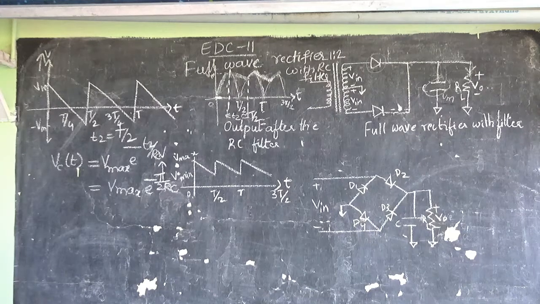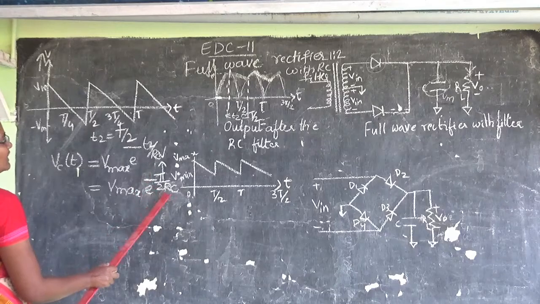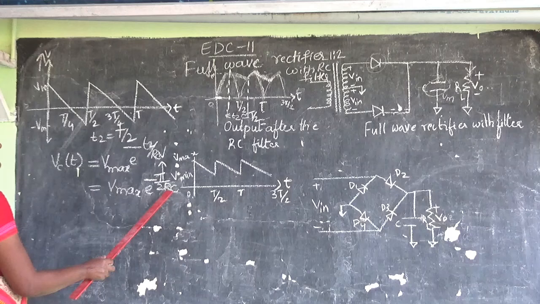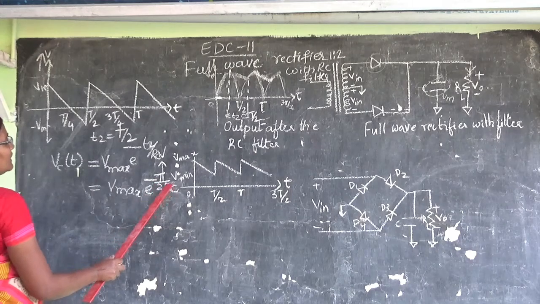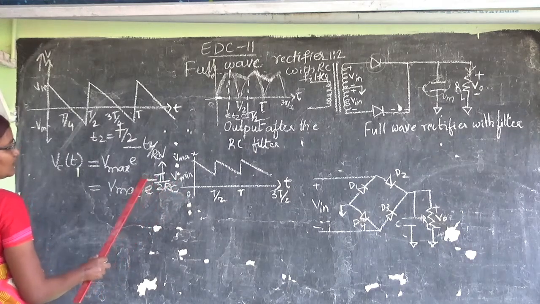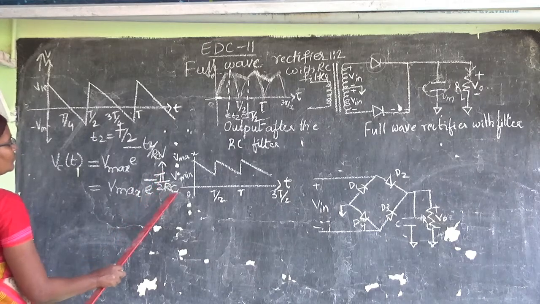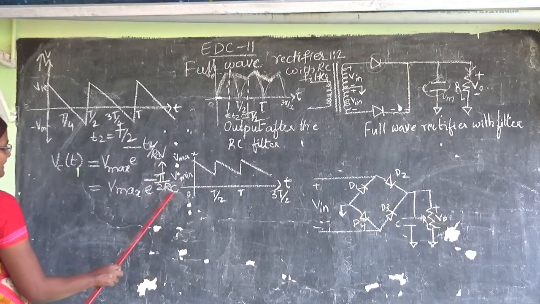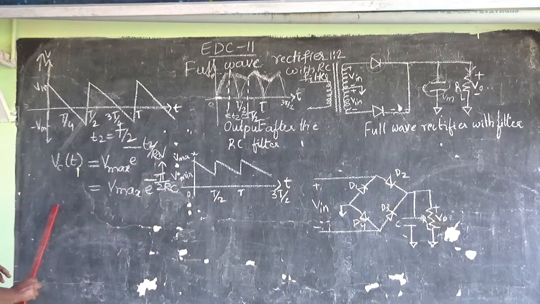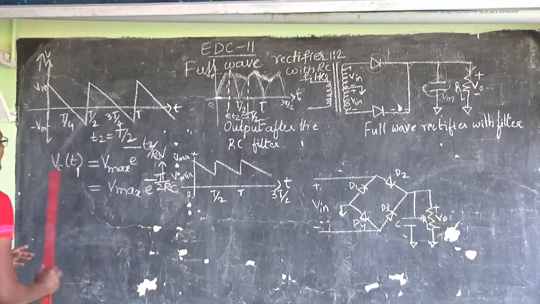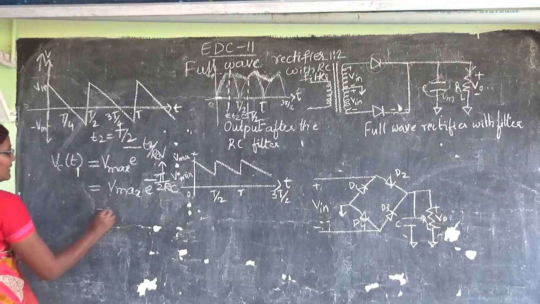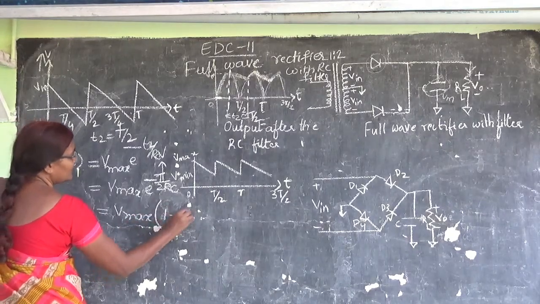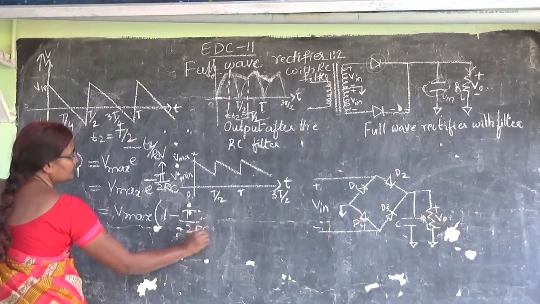So this is the only difference with the previous problem. Only the time period will be different. Earlier it was T by RC, now it is T by 2RC. So the denominator is much larger than the previous one. When the denominator is larger, T by 2RC will be a very small value, and applying the exponential approximation for very small values, we got Vmax into 1 minus T by 2RC.